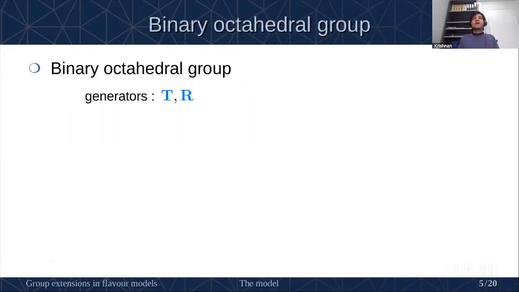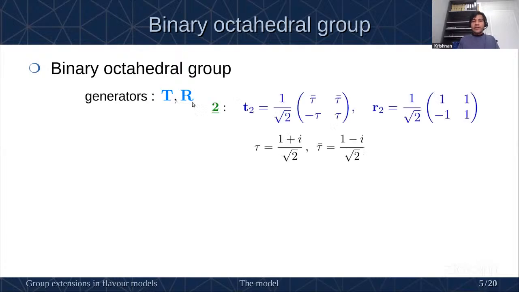As I said, we are using a discrete group. Discrete groups are groups with a finite number of elements, and these groups are generated by things called generators. The group I'm going to discuss is called the binary octahedral group, and this group can be generated using two generators, which I'm naming capital T and capital R. If you know the basics of group theory, you know that for any group you can have several representations. For this group, I'm going to talk about a doublet representation, which I denote by this green 2.